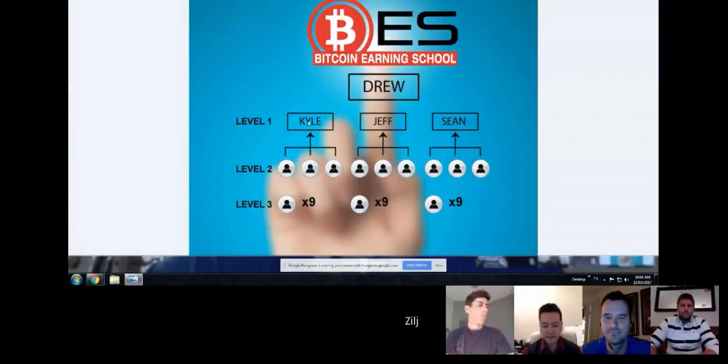So let's just say Drew recruited, say, 20 people, and Kyle, Jeff, and Sean did their 0.04 Bitcoin donation first. That goes straight to Drew, and they get locked in on level 1. So they're his level 1. He can't have any more than 3 referrals on that level, and then anyone else gets spilled over.